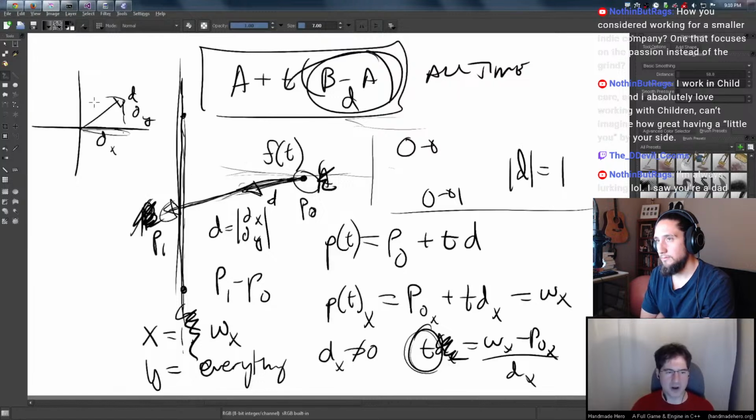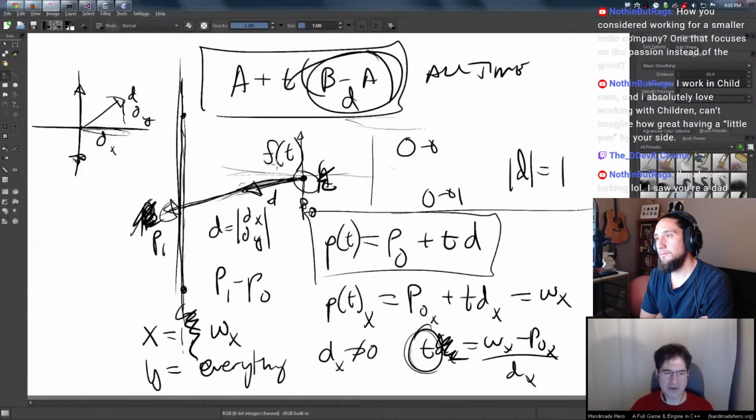Well, if dx was 0, that means the vector is pointing either straight up or straight down. It's not pointing to the left or right at all. Or it's not pointing anywhere, it's just 0. But if this is pointing straight up or straight down, then it's parallel to this line. So there is no solution to when the person walking along will hit this line, because he'll never hit it. He can walk as long as he wants, to the end of time, and he'll never hit that wall.